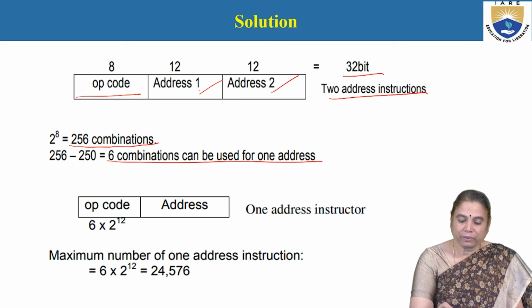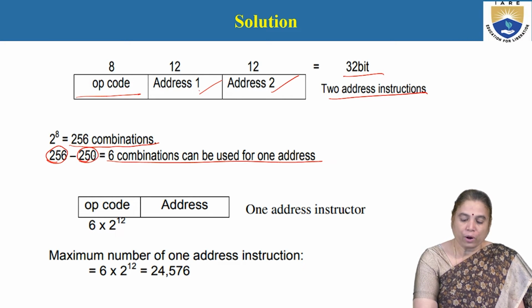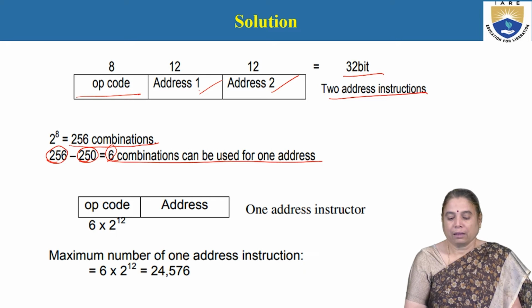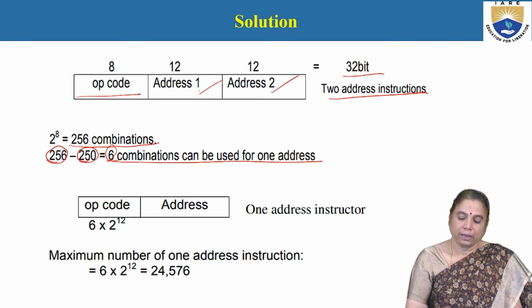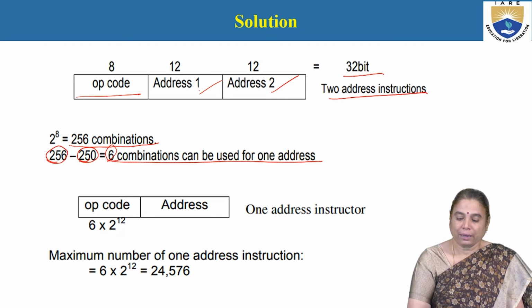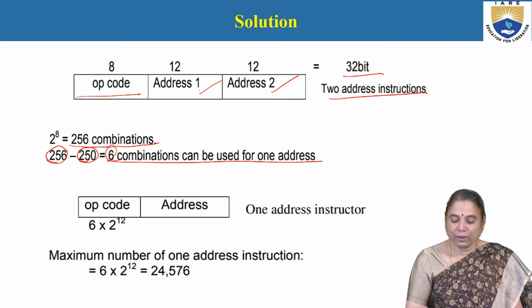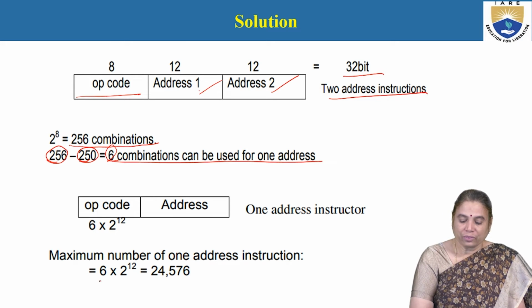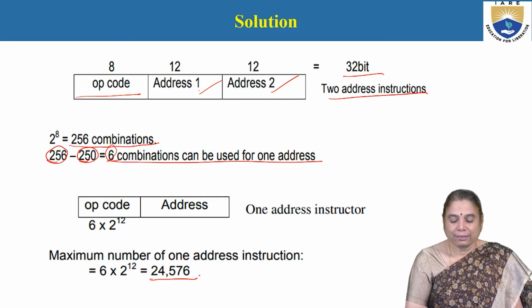So total combinations are 256. 250 are 2 address, and only 6 are left for one address. How can this one address instruction format be? The 12 bits can be used for the address. So the maximum number of one address instructions is 6 into 2 power 12, as 12 address bit lines can be used. So there can be 24,576 one address instructions, which is the maximum number of one address instructions with this CPU architecture.